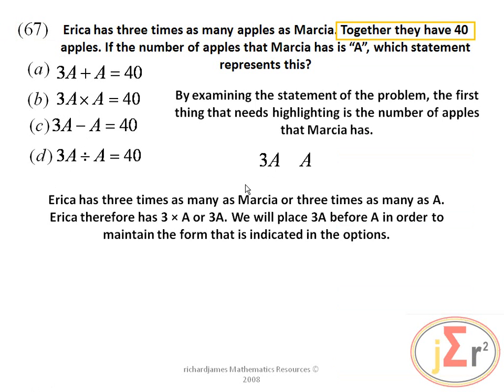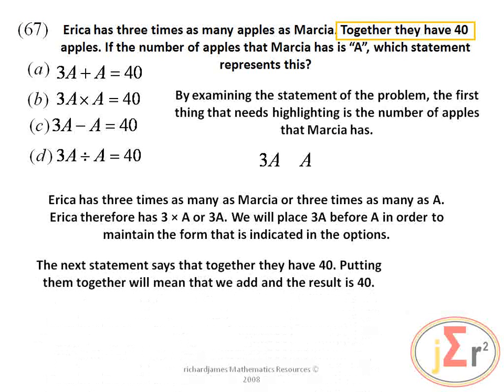Together they have 40. What does together mean? When we put them together, when we sum them, when we add them together. So the next statement says that together they have 40. Putting them together will mean that we add and the result is 40. The answer is option A.